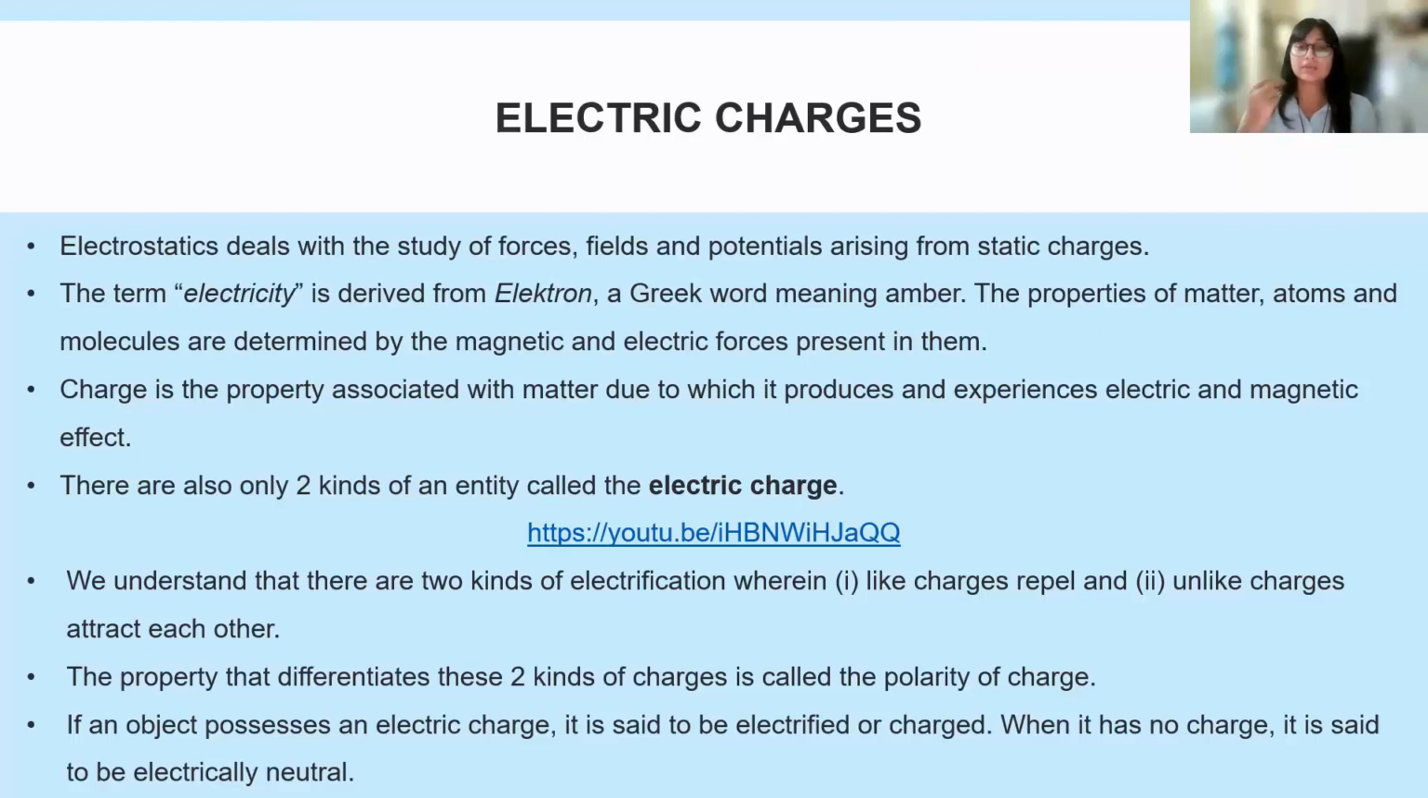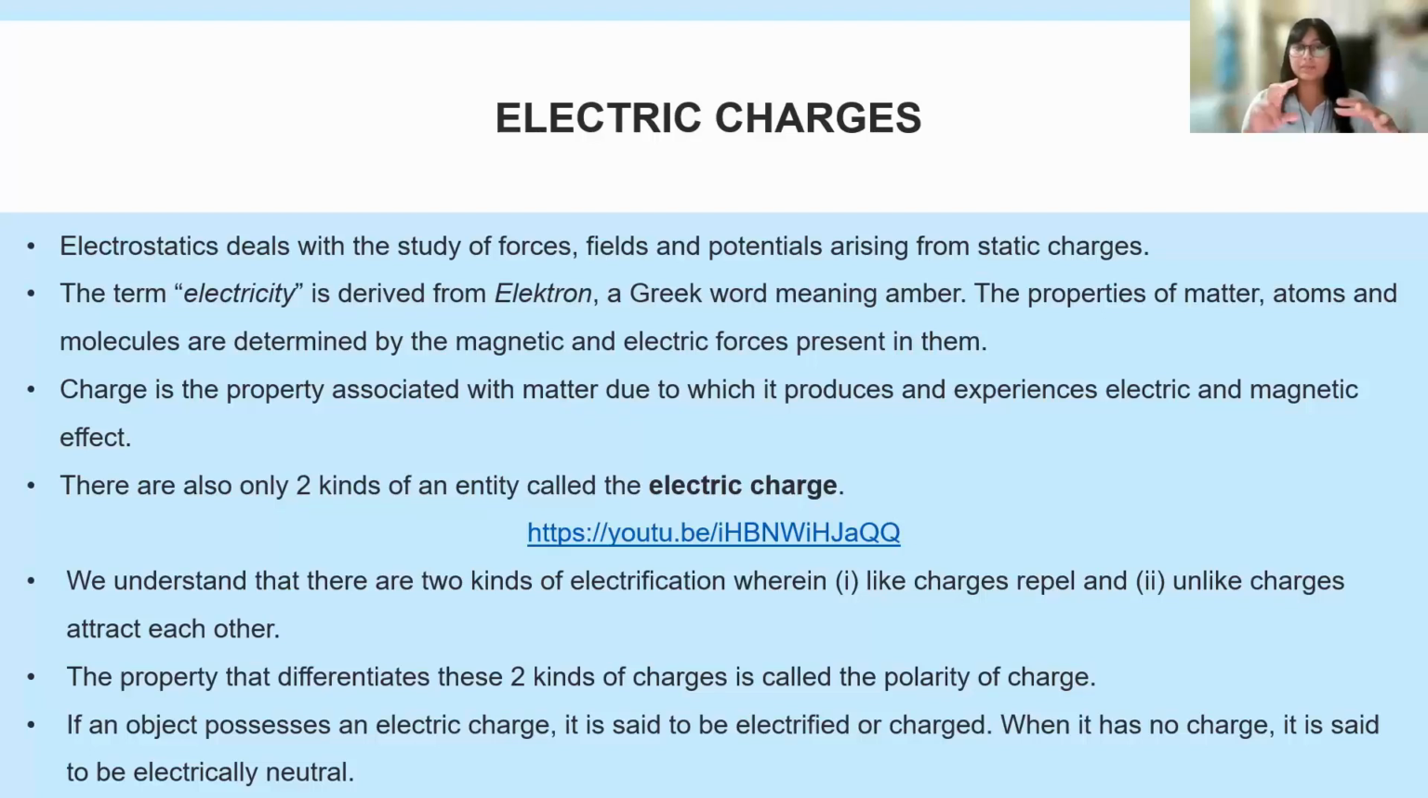So now we know that there are two kinds of electrification: one is when charges repel and the other is when charges attract, which is what I showed over here. You have seen that the plastic ruler, once it got charged because of the rubbing on the hair, attracted the pieces of paper.